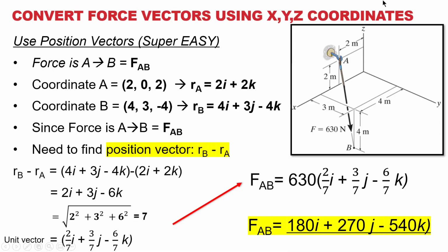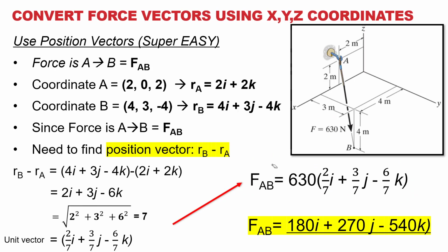So lastly, when you are solving forces in 3D, the last method is the easiest method. You're going to be doing something called coordinate systems. A coordinate system is something that you can use easily to convert any forces in 3D into vector i, j, k.